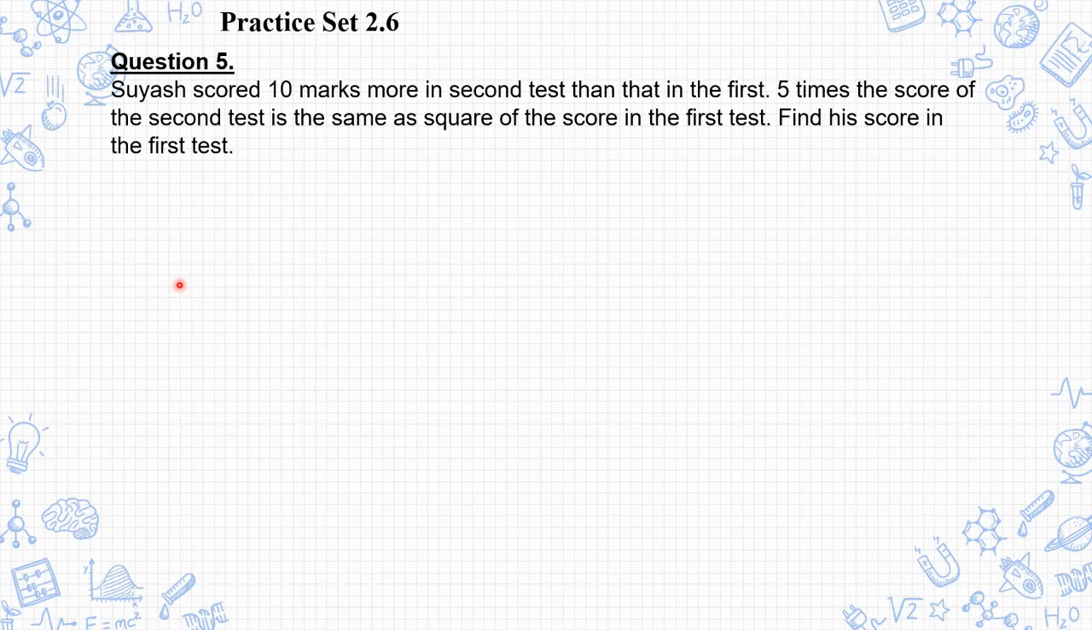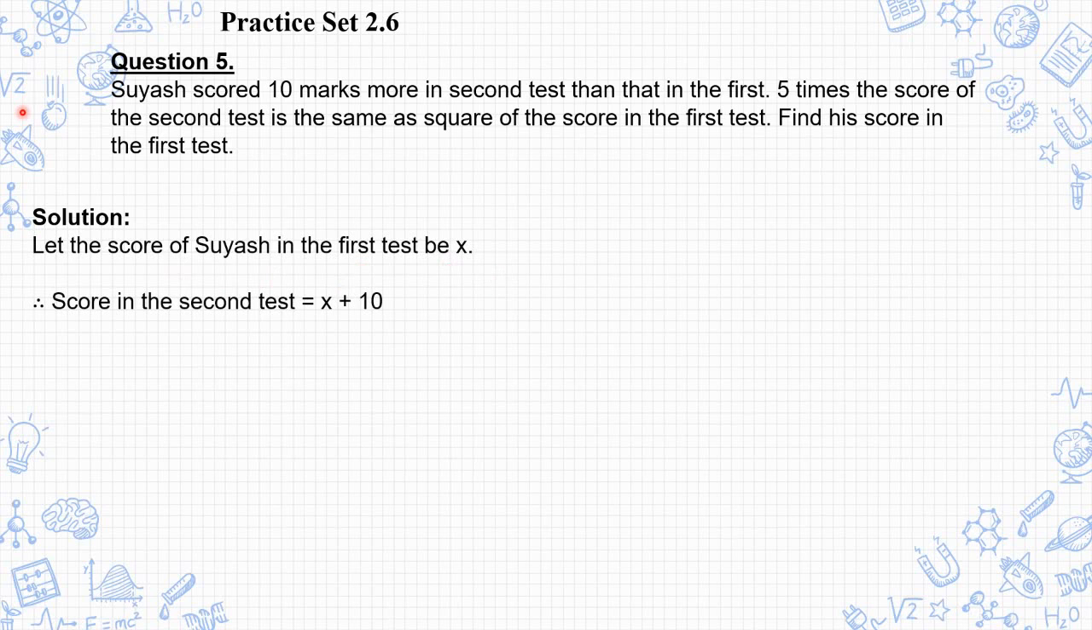Let us try to represent all this using variables. Let the score of Suyash in the first test be x. The score in the second test will be x plus 10, since in the question it is given that he scored 10 marks more in the second test than the first test. That is why x plus 10.